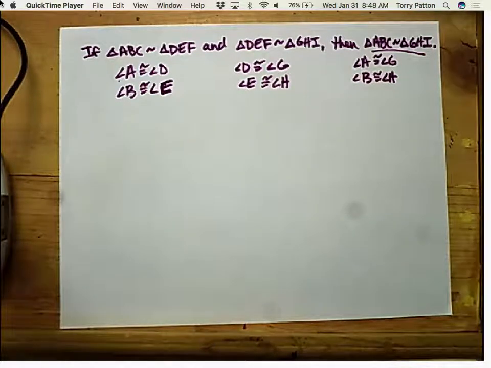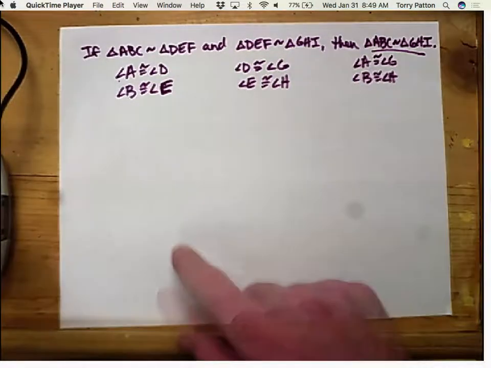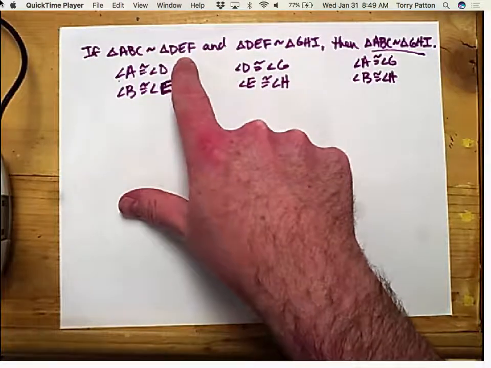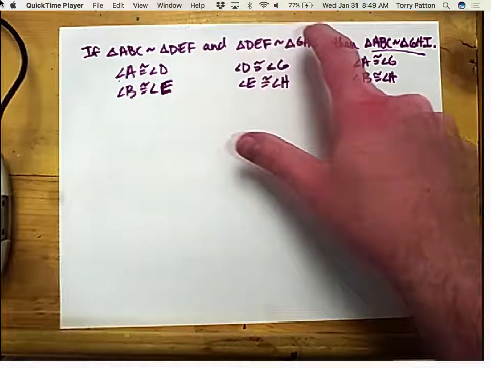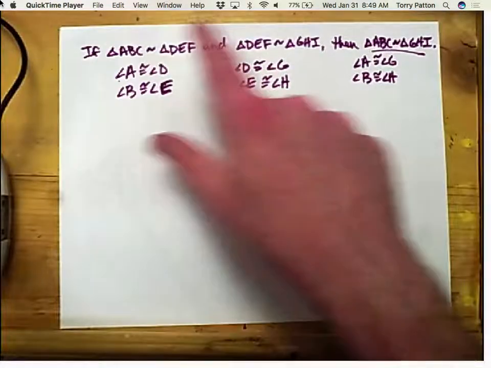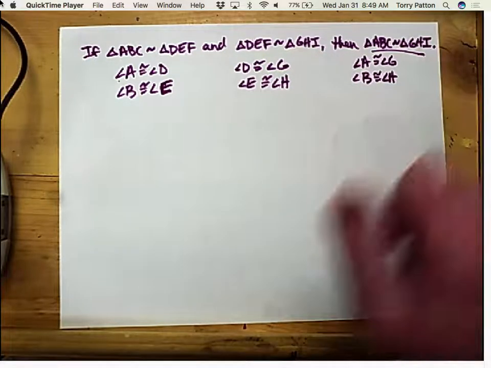So similarity is reflexive, a triangle is similar to itself. It's symmetric. If one triangle is similar to the second one, then the second one is similar to the first one. And then transitive. If one triangle is similar to a second, and that second one is similar to a third, then the first is similar to the third.